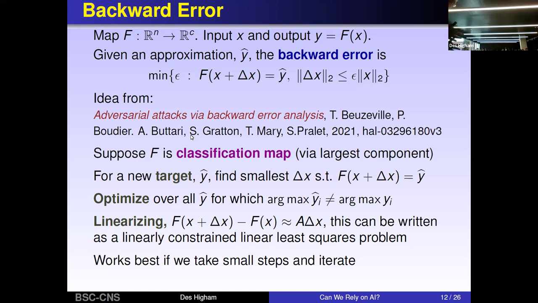And to make this feasible, you can argue that we're looking at small perturbations. So delta x is small, so we're okay to linearize the problem. Rather than f of x plus delta x minus f of x, we can linearize, just take the first term in the Taylor series, and then that becomes linear in delta x. If you make that approximation, then this problem becomes feasible. It becomes a linearly constrained least squares problem, and there are standard software tools allowing us to solve those problems accurately.